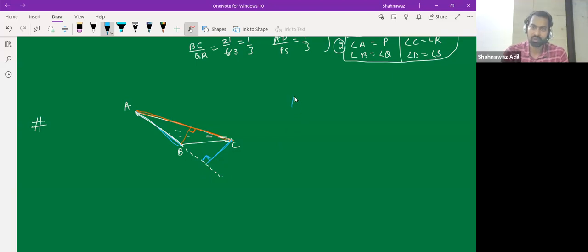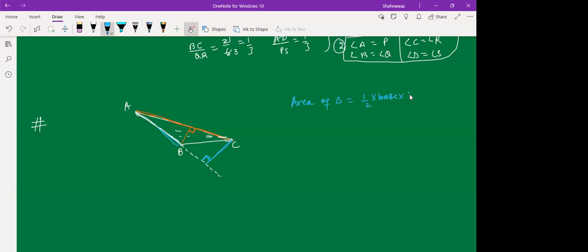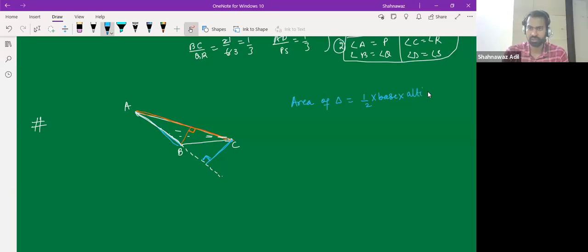So why do I need this perpendicular? Because we know that the area of a triangle is half base into height, altitude or height. Let's say if I am given this base as 3, then I need this height to calculate the area. So this is why we need all these altitudes.